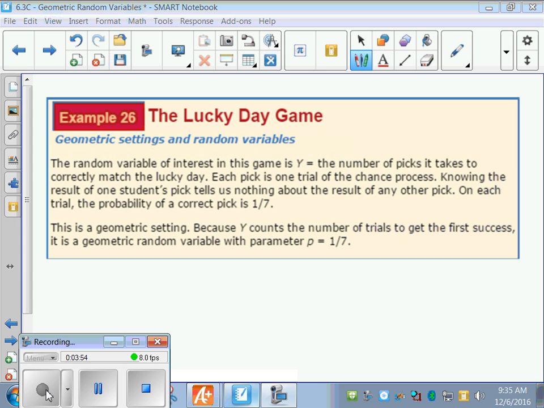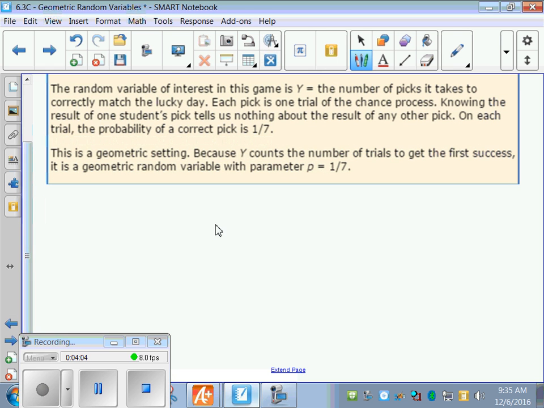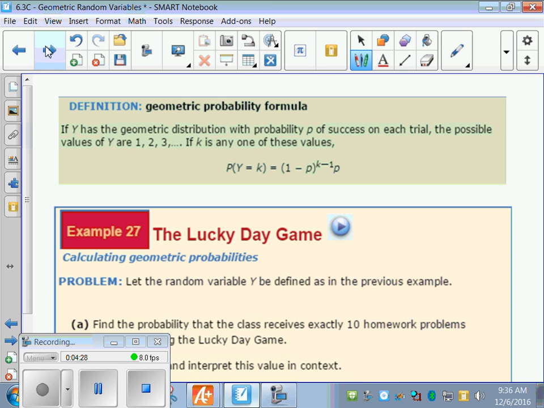Because Y counts the number of trials to get the first success, the geometric random variable has a parameter of 1/7. So just to check BITS real quick, right? Binary, you guys? Yeah, you either win or you don't win, right? Either got it right or you got it wrong. Independent, they just talked about that. Yep. Okay. T for until you get whatever the correct pick is. And the success would be the probability, which is 1/7. Okay? So you do want to check that for geometric.